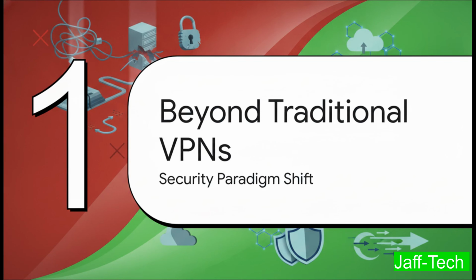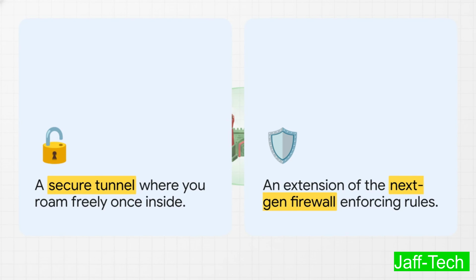Okay, Section 1, beyond traditional VPNs, a paradigm shift in security. It's absolutely crucial to understand why the old way of doing things just completely fails when it comes to modern remote work. You see, traditionally, a VPN was basically just a secure tunnel that punched a hole right through the corporate firewall. Once you authenticated and got inside that tunnel, you were pretty much trusted. You could roam freely. But in today's threat landscape, blind trust is a recipe for disaster.